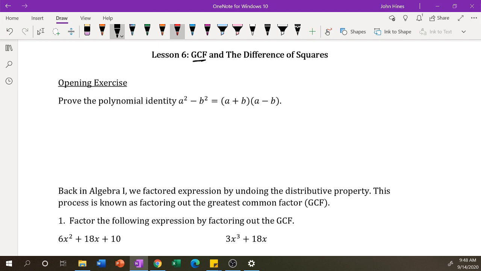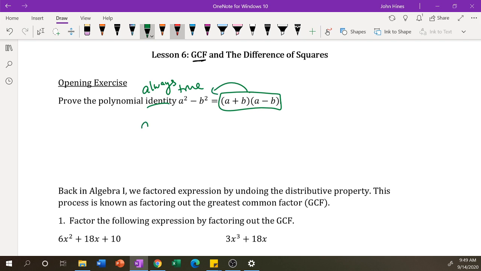So to get us started here, let's prove this polynomial identity. So an identity is a statement that is always true. It's a fact. It's an identity. The left-hand side is exactly the same as the right-hand side. So I want to prove here that a squared minus b squared, something squared minus something else squared, always equals a plus b times a minus b. So I'm going to start with this side and make it look like that.